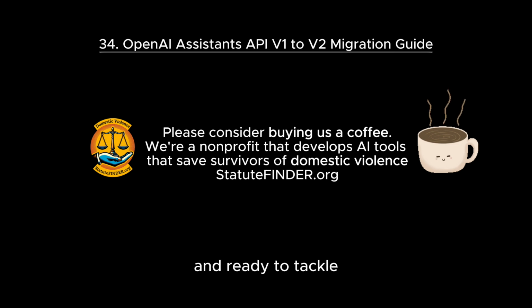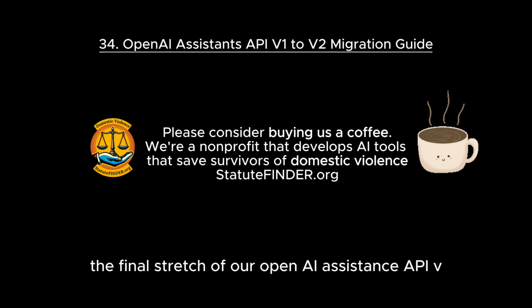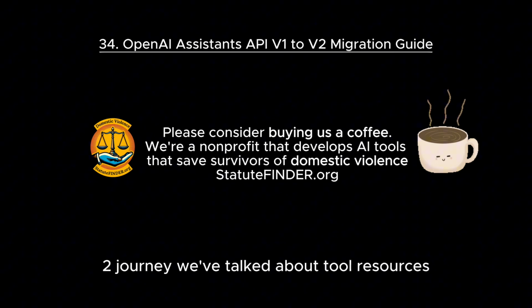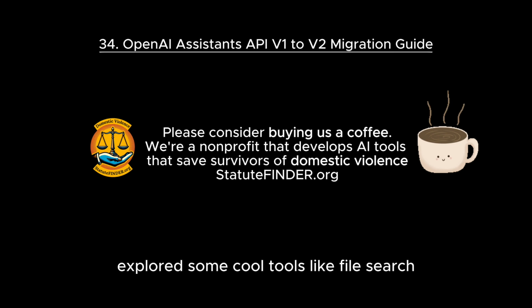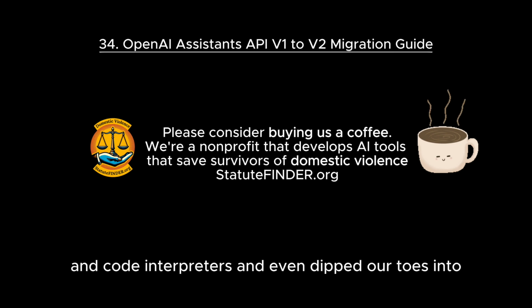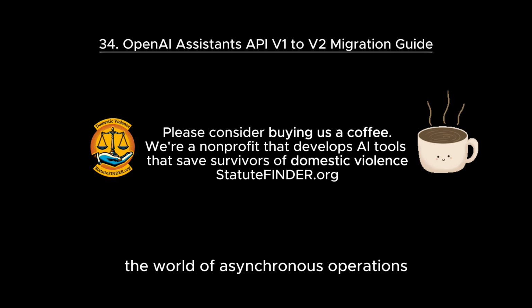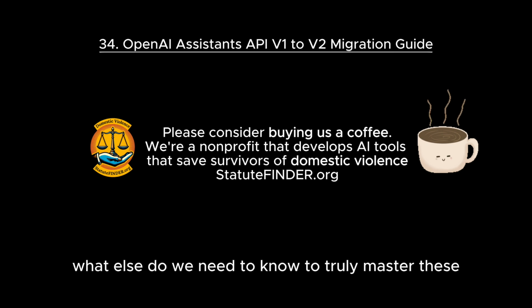All right, we're back and ready to tackle the final stretch of our OpenAI Assistants API v2 journey. We've talked about tool resources, explored some cool tools like file search and code interpreters, and even dipped our toes into the world of asynchronous operations. What else do we need to know to truly master these new features?